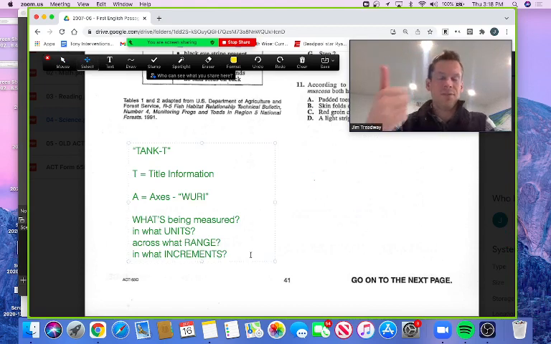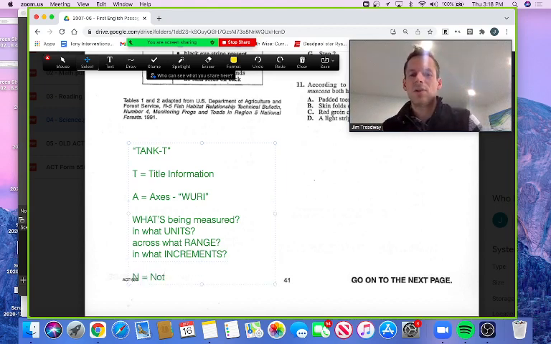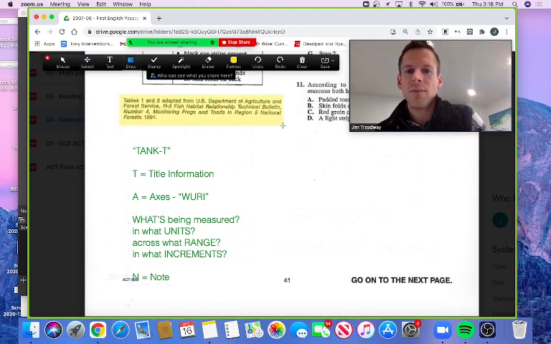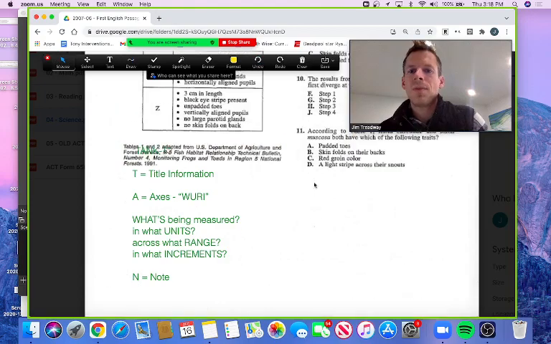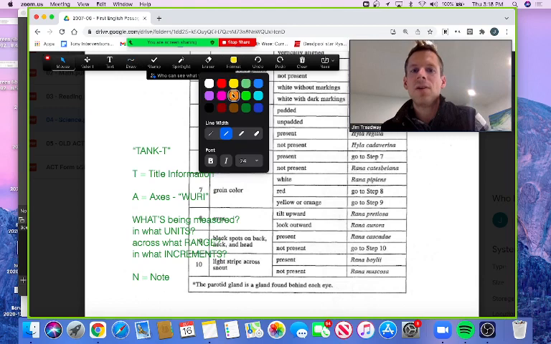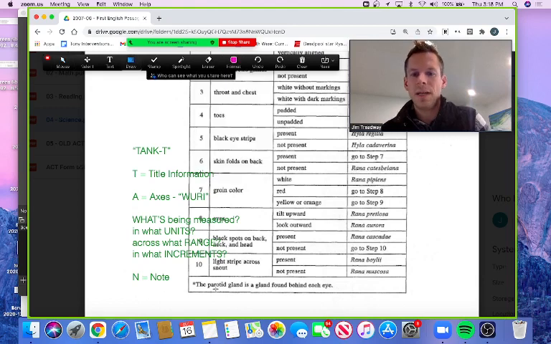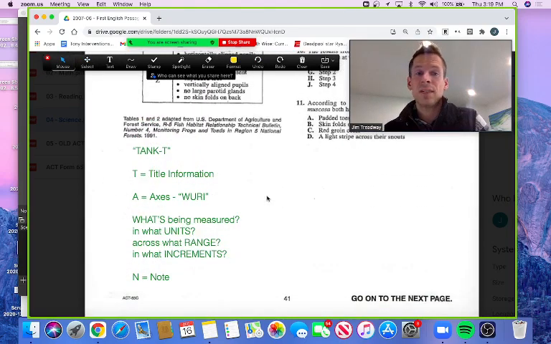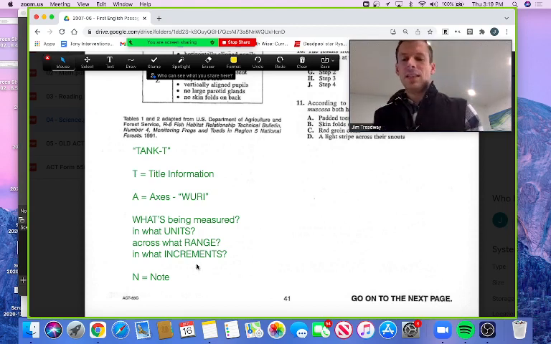Okay, TANK T. So first we look for the title information. Then we look up the axes. Then look if there's any note, just anything with an asterisk. You don't need to read this little thing like what journal this came from. That is not the note. The note is if there is, like this right here at the bottom, an asterisk. You want to make sure you read that. That's the note on this table. So we've got title information, axes, where you look for what's being measured, in what units, across what range, in what increments, and then we get to the note.